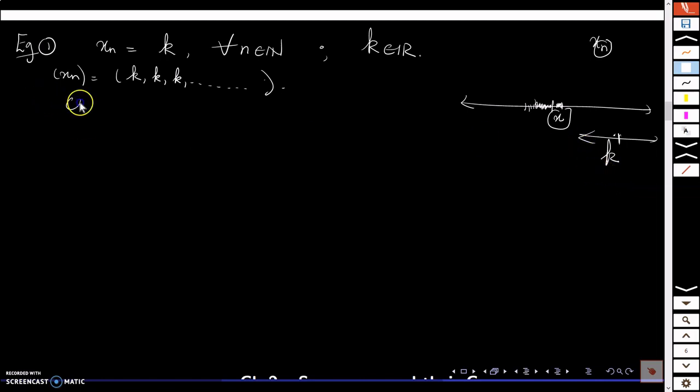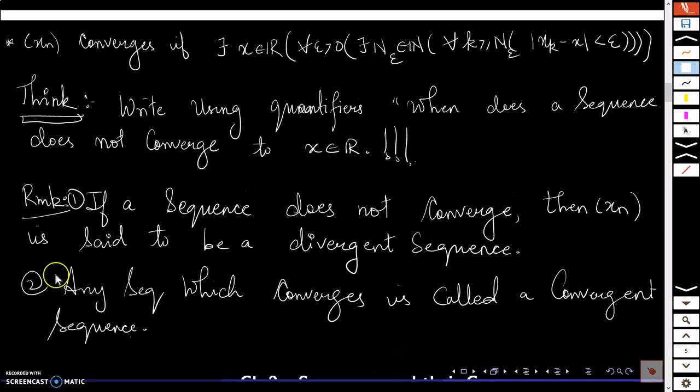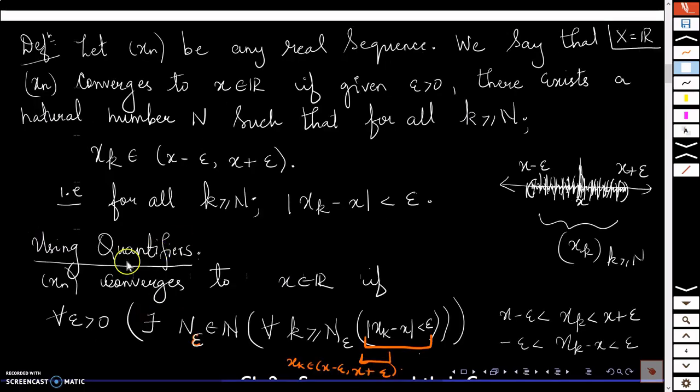So what we will prove is this constant sequence, which is k, converges to the point k. We write it this way. This is the notation to say that xn converges to a point k. I think I didn't mention this, so I can write the notation somewhere, and I will put it just below the definition.